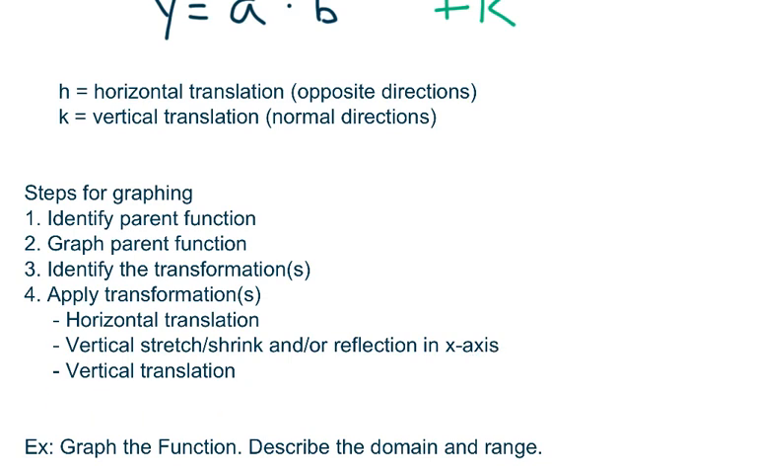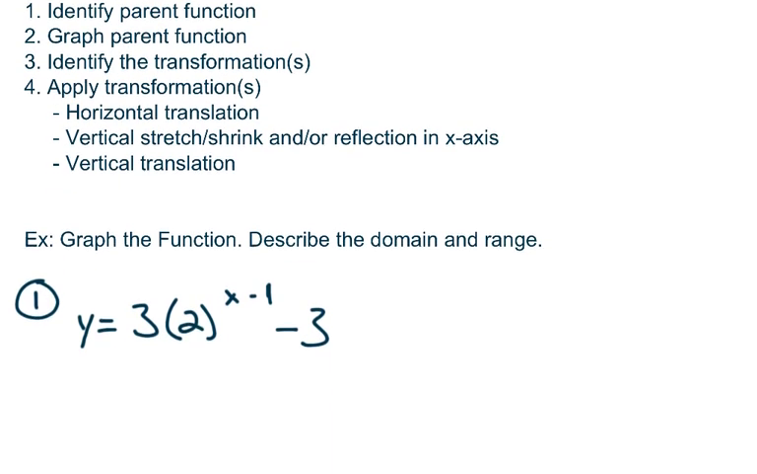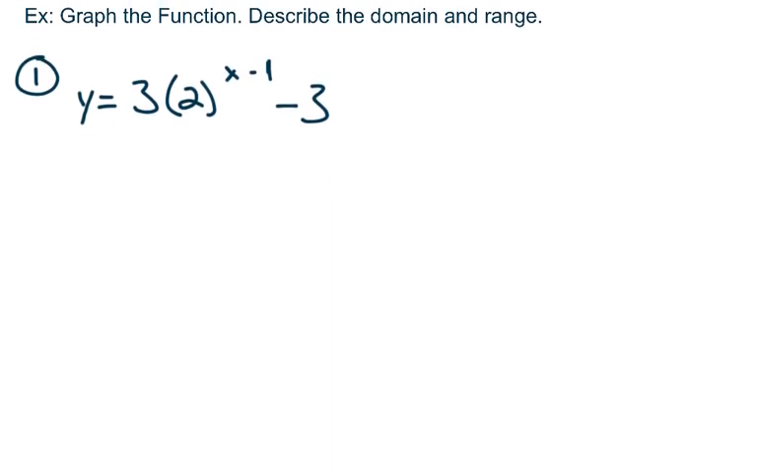Okay, so let's do a couple of examples here. Graph the function, describe the domain and range. So number 1, y equals 3 times 2 to the x minus 1 power minus 3. Let's start by identifying the parent function. The parent function is, and remember, just from the previous video, it's the base and the exponent, and that's it. So it's going to be y equals 2 to the x power.